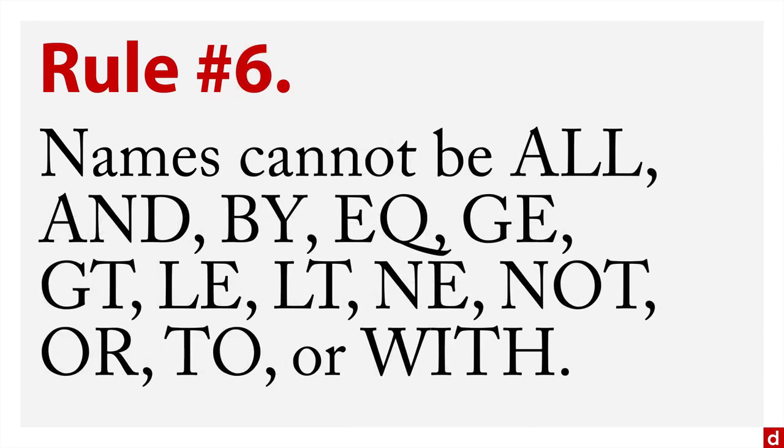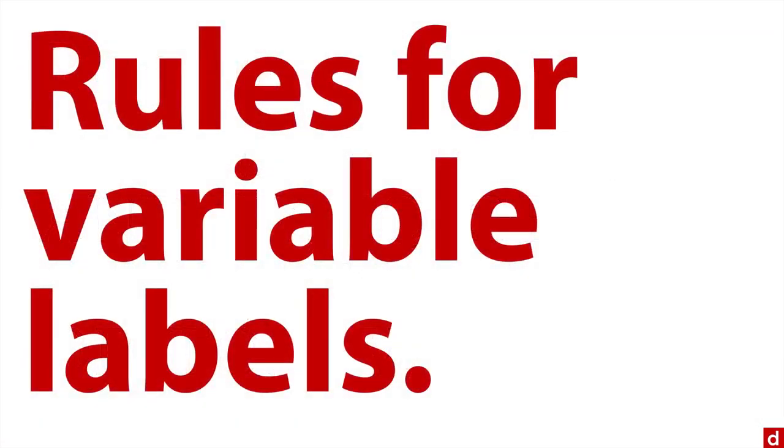And the last rule, rule number six, is the names cannot be any of these words: ALL, AND, BY, EQ, GE, GT, LE, LT, NE, NOT, OR, TO, or WITH, because those are all reserved function names within SPSS. So don't create that confusion. So those are the short names that go at the top of a variable. On the other hand, the label that you associate with that, you can give it a more descriptive name. Those are the variable labels.